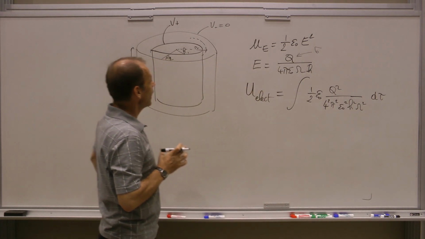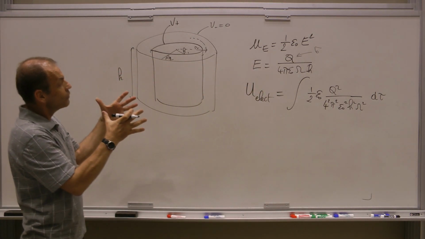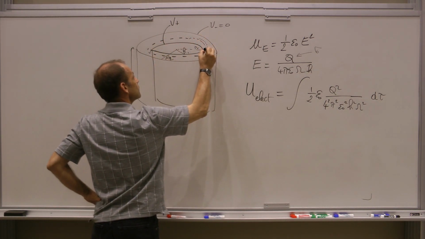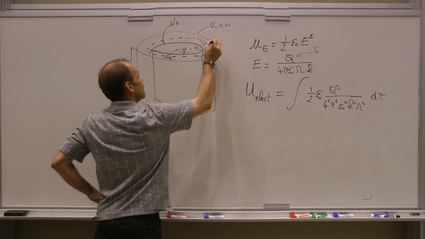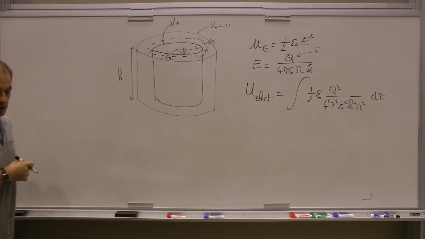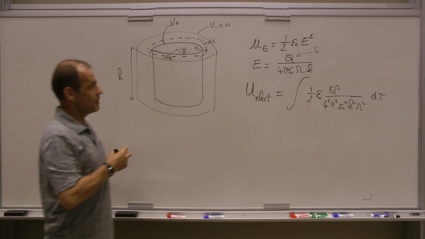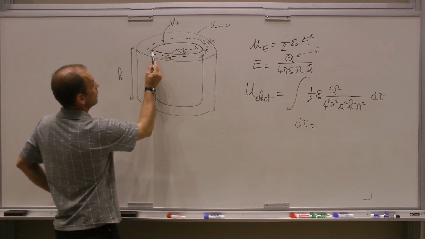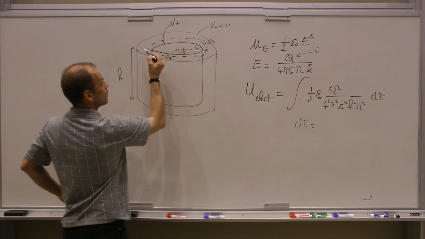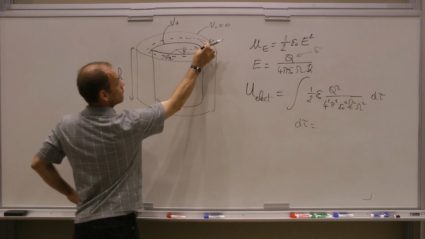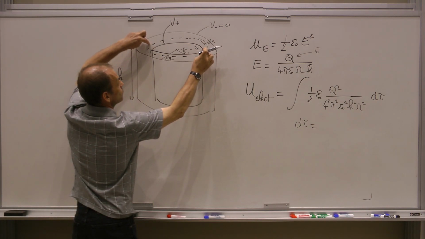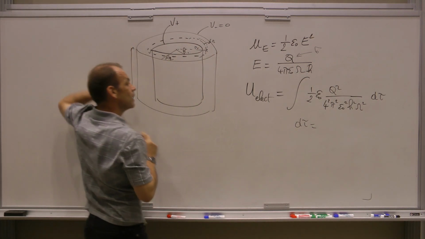D tau is going to be this elemental volume, and I'm integrating over a cylindrical volume. So I'm going to take a small cylinder of thickness dr of height h and calculating its elemental volume. So what is the elemental volume d tau of such an elemental cylinder? Well, it's going to be 2 pi r is going to give me the circumference of the circle, times dr is going to give me the volume held on that little cylindrical shell that I need to multiply by h to get the full volume.